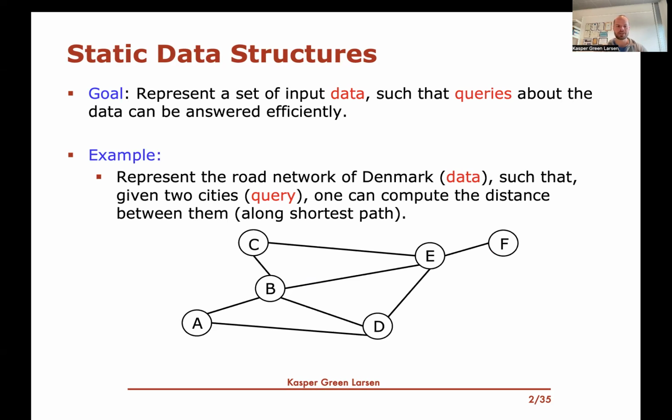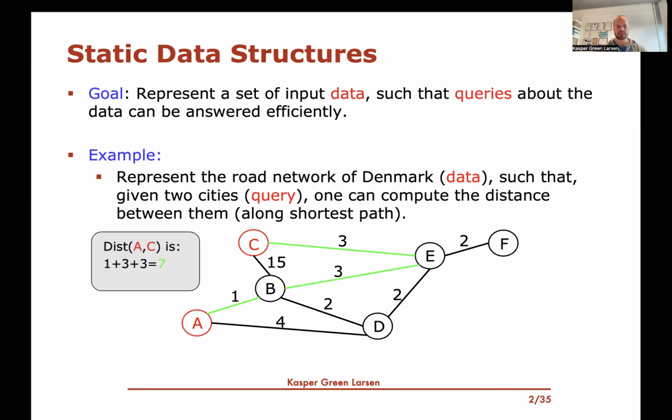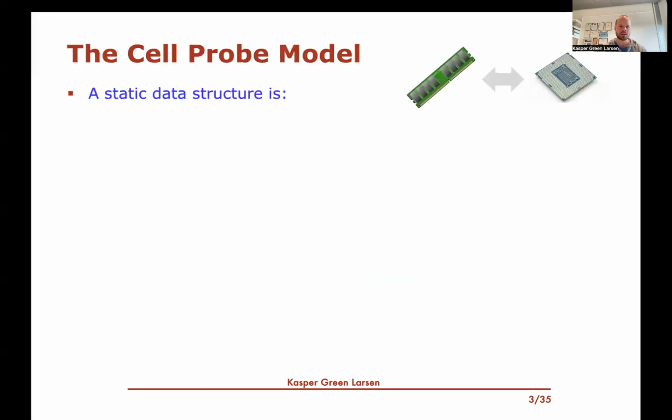Right? So here's the road network and perhaps the distances on all of the edges. And your query now could ask what is the distance between A and C along the shortest path. This is the shortest path. The distance is 7. So the answer to the query A, C is 7 in this example. Right, so these are static data structures. You get the input once and for all, pre-process it into a data structure so you can answer queries about it. And in the previous video, we defined this model that we're going to use for proving lower bounds. We also motivated this model, called the cell-probe model.